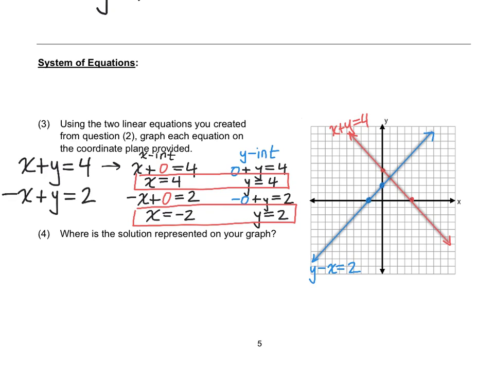Now, number 4 is asking us for the solution. When we're talking about a solution for a linear system, we're looking for the intersection between the 2 graphs. All right, so this has an intersection of 1, 3.